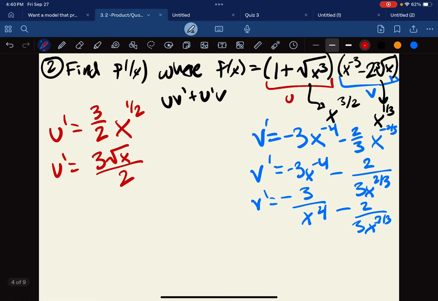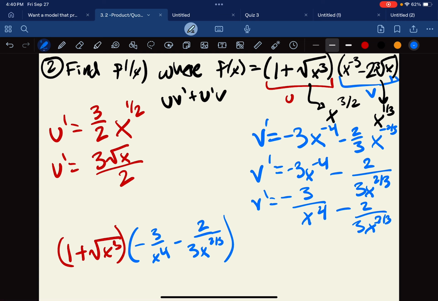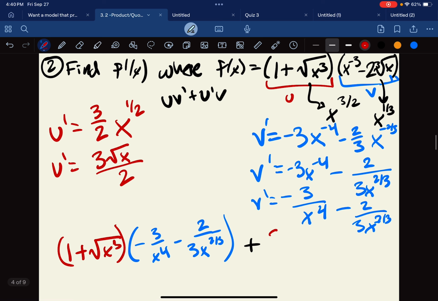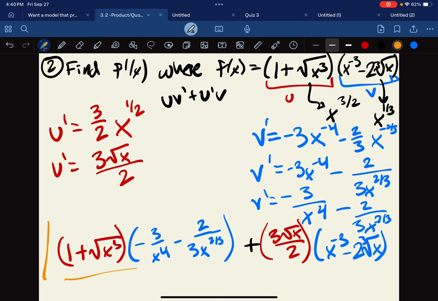And so that would be 1 plus square root of x cubed. And then our v prime would be negative 3 divided by x to the 4th minus 2 divided by 3x to the 2/3 power. And just keep everything in parentheses, plus, and then our u prime is going to be 3 square root x divided by 2. And then our v is just x to the negative 3 minus 2 cube root of x. So that would be our answer there.